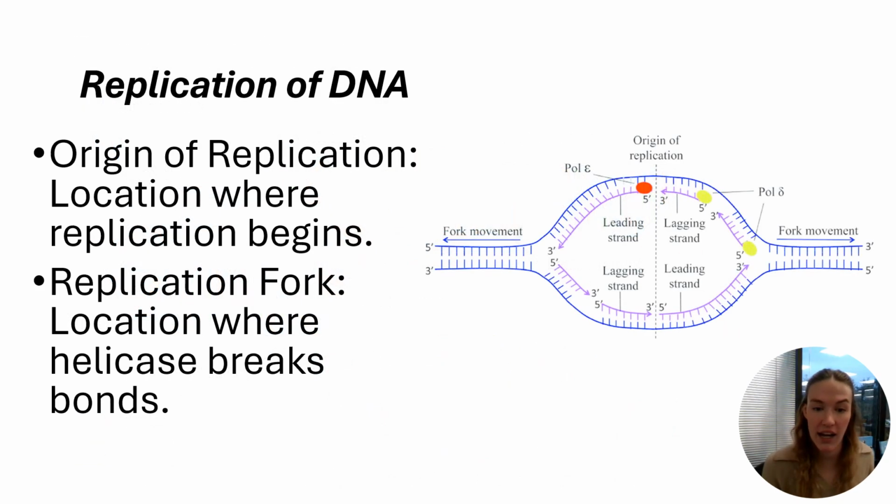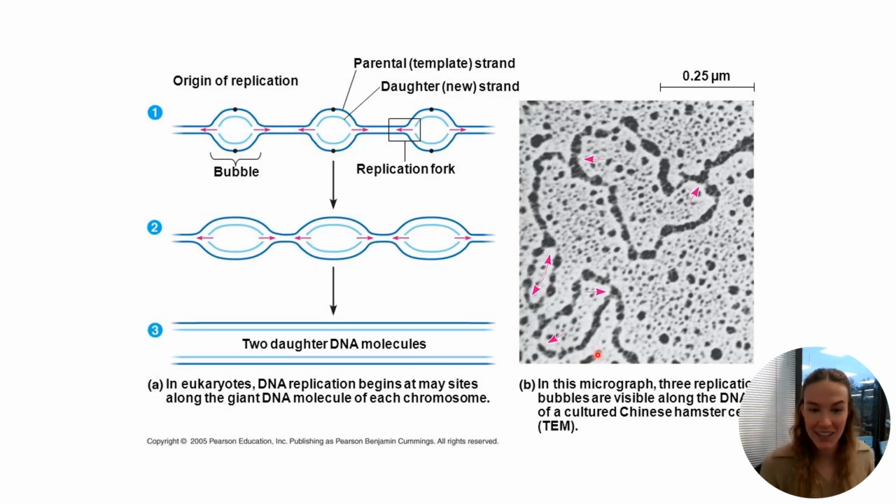Before we do that, we need to get some vocabulary out of the way. The first is origin of replication. As the name suggests, origin refers to starting point of replication. So this is where replication begins. Now, when these two strands separate, we are going to generate the replication fork, very similar to a fork in the road.